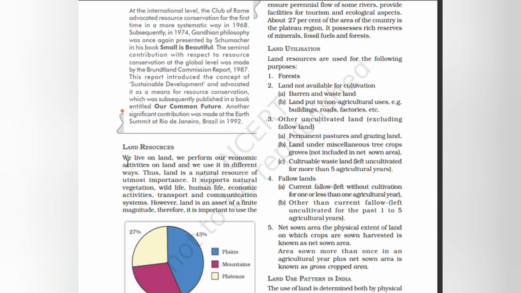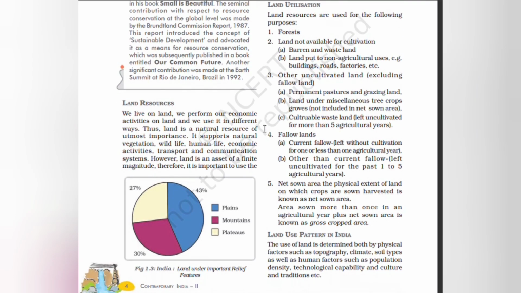Land resources. We live on land, we perform our economic activities on land, and we use it in different ways. Thus, land is a natural resource of utmost importance. It supports natural vegetation, wildlife, human life, economic activities, transport, and communication systems.